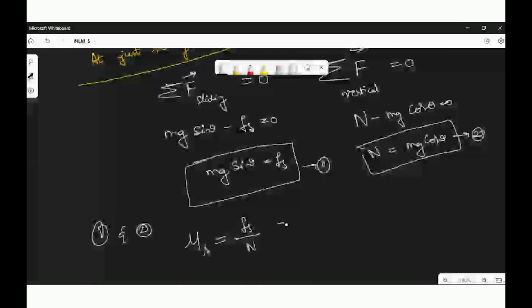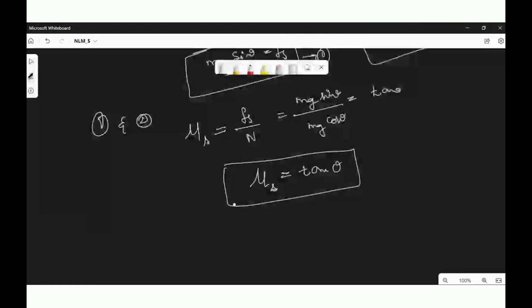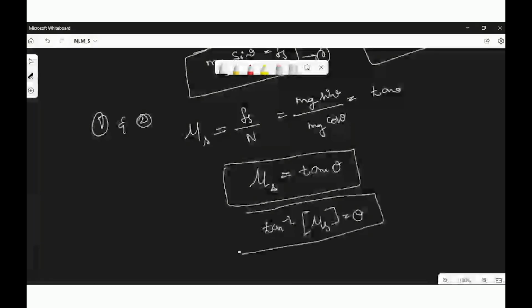which is equal to mg sin theta divided by mg cos theta. mg cancels out. Sin theta by cos theta will give you tan theta. So this is one important formula. The coefficient of friction is equal to tan of the angle of repose. So theta is 15, and tan 15 will be the answer. Okay, you are working on that problem. Yes, so tan inverse of mu s will be equal to theta. So tan 15 will be 0.27. Tan 15 is 0.27. Okay. Yes, ma'am.